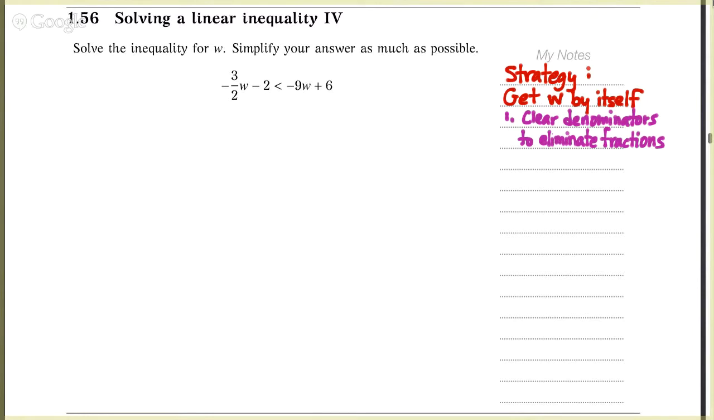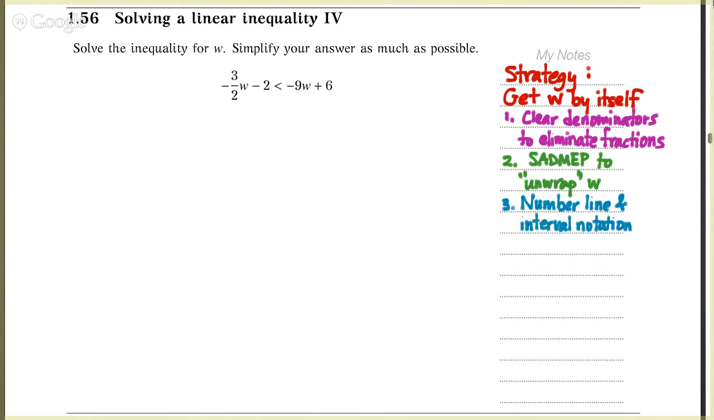Because even I, as a mathematician, would prefer to do arithmetic with whole numbers rather than fractions if I can get away with it. So we're just going to do one step at the beginning of the problem to totally nuke the fractions, called clearing denominators. And then once that's done, we'll be able to unwrap the variable. In other words, get all the arithmetic that surrounds W out from around the W to get the W by itself. At that point, we'll have a solution in the form of an inequality. Then we'll be able to write that solution using a number line and using interval notation. So one step at a time.